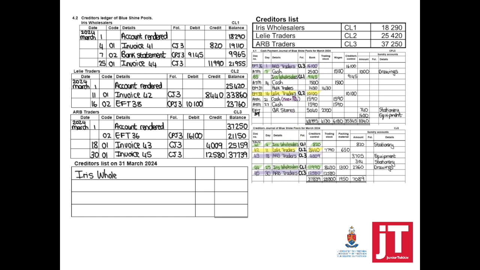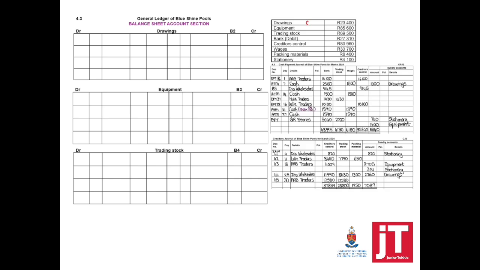Our next step is to complete the creditors list. This is now the outstanding balances at the end of each month. What are the new balances? And then we just total it. After we've done with this, we can now complete the general ledger. So completing the general ledger, again we start with step number 1, the opening balances. And then we post from the journals to the general ledger.